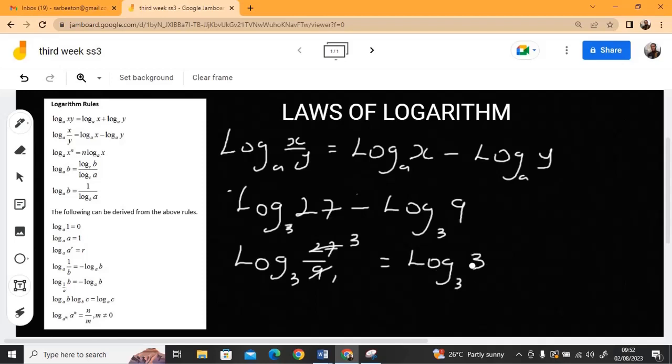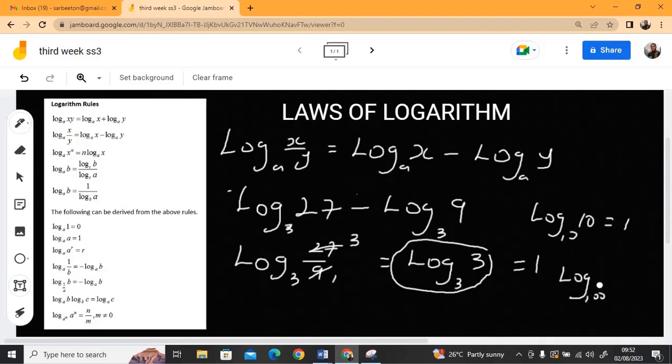Now that leads to another rule of the law. If the base and the number given are the same thing, you are going to turn it to 1. It means everything here is going to become 1. If I give you log base 10 of 10, it is 1. If I give you log base 100 of 100, it equals 1. So that is how that one works. I've done that one, so I won't go back to it again. So that is the division law.